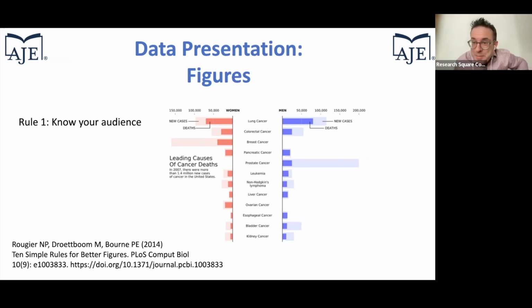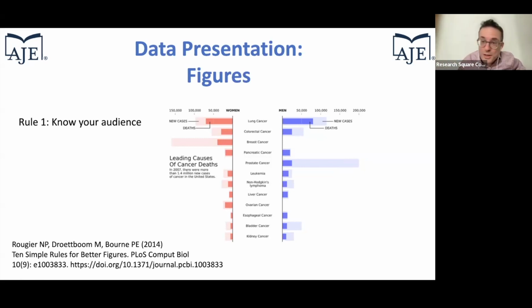So with that in mind, I'm now going to introduce you to one of my favorite papers of all time. This one, 10 Simple Rules for Better Figures, published in PLOS Computational Biology in 2014. If you haven't seen it, do download it. It's absolutely fantastic, because this paper, as the title suggests, provides us with 10 simple rules for making better figures, for creating effective data presentations.